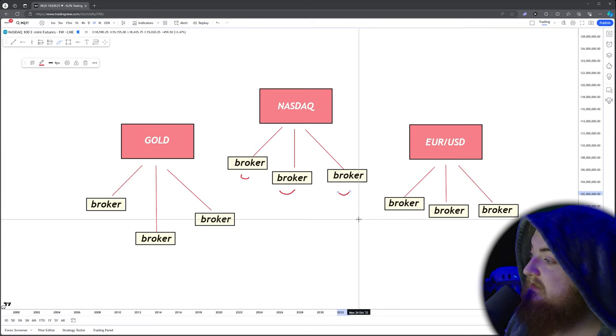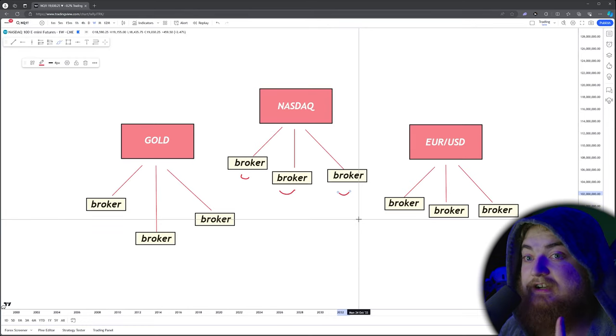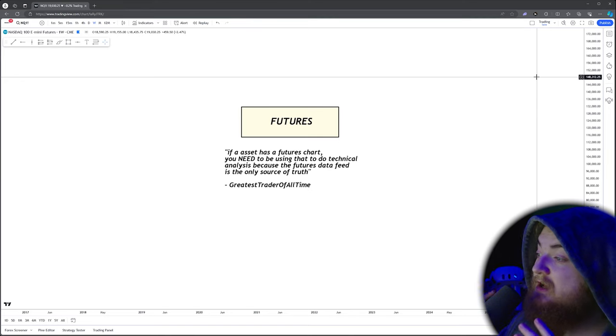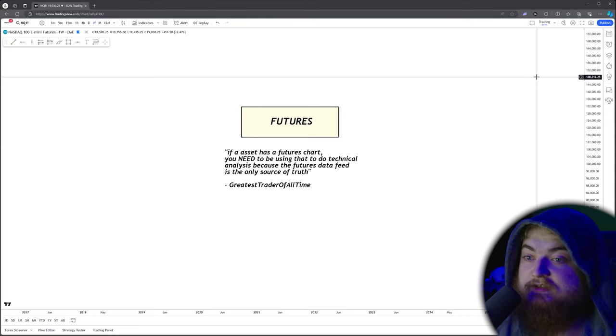So the point of this video is to walk you through and tell you which data feed is actually correct. And there's actually a very easy answer to this. It's the same answer for every single asset. And the answer is futures, the futures chart. If an asset has a futures chart, you need to be doing technical analysis on the futures data feed, because that is the only source of truth.